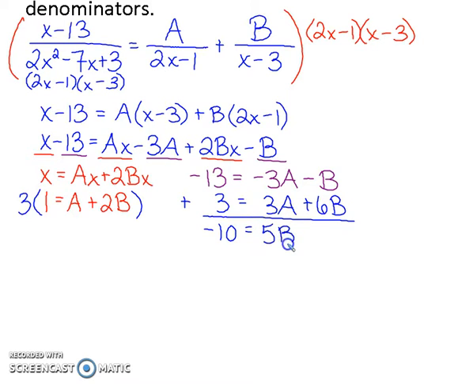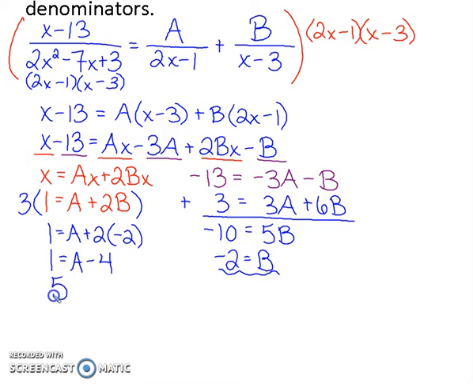And I get 5b. So that would tell me that b would be negative 2. And so then I could plug that negative 2 into either the red equation or the purple equation. So if I substituted into the red equation, for example, I would have 1 equals a plus 2 times negative 2. 1 equals a minus 4. So a is equal to 5.